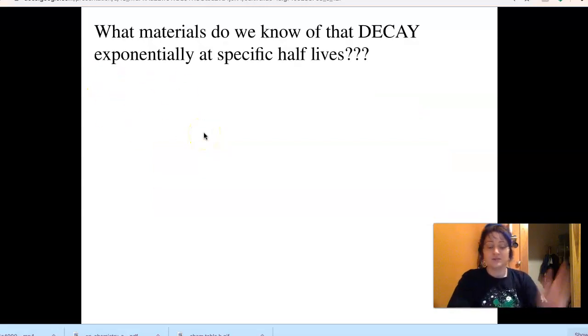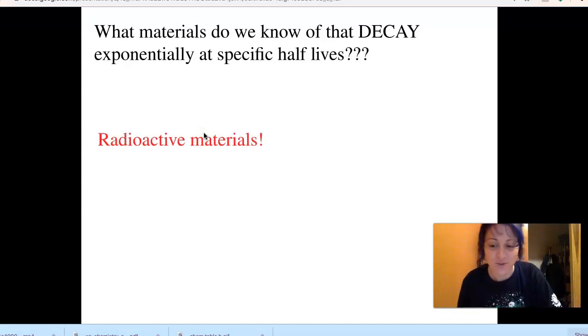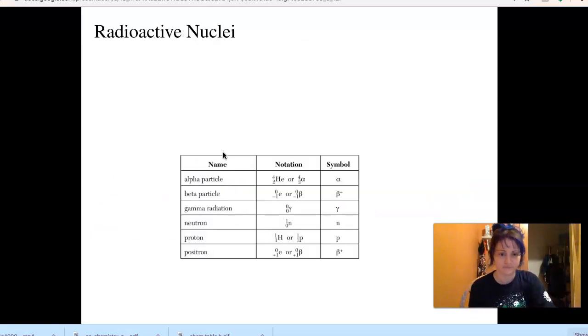All right. What materials do we know that decay exponentially at half-lives? This should be a throwback to radioactivity and nuclear chemistry, where we know that radioactive decay is the spontaneous decay of unstable nuclei that result in the emission of energy, usually in the form of some radiation particle, and smaller nuclei.